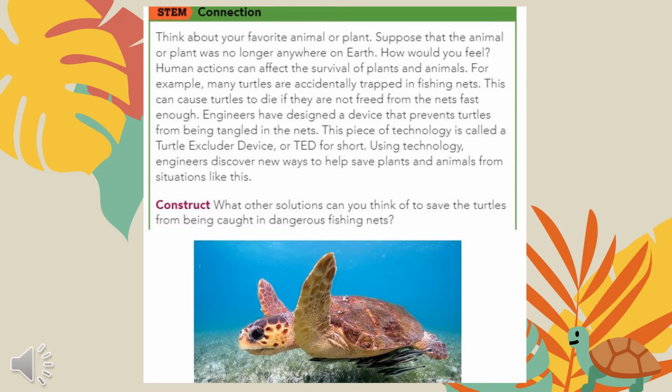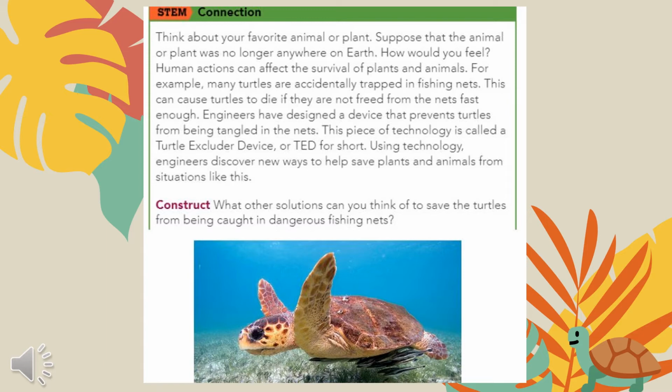STEM connection. Think about your favorite animal or plant. Suppose that the animal or plant was no longer anywhere on Earth. How would you feel? Human actions can affect the survival of plants and animals. For example, many turtles are accidentally trapped in fishing nets. This can cause turtles to die if they are not freed from the nets fast enough.